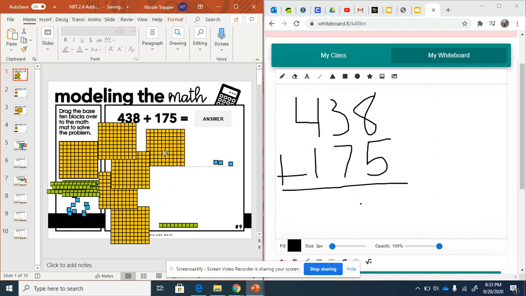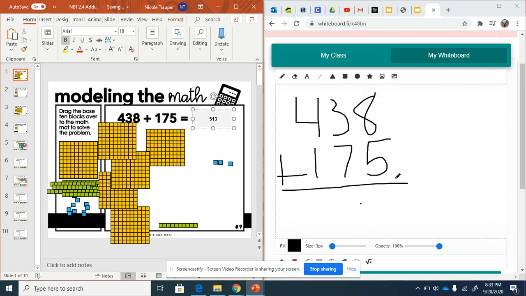Bring over 100. Now I'm going to count my hundreds and see if I could have any bundling here. 100, 200, 300, 400, 500. No bundling there. So now I'm going to put these all together. I have 5 hundreds, 1 ten, and 3 ones for a total of 513.